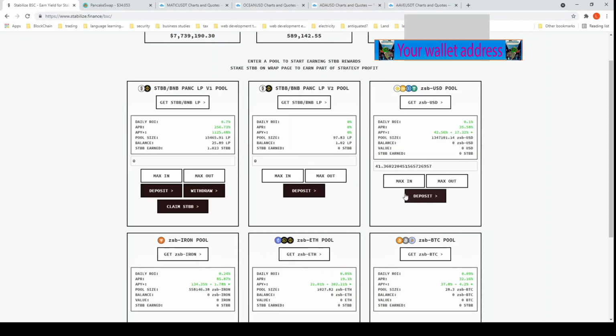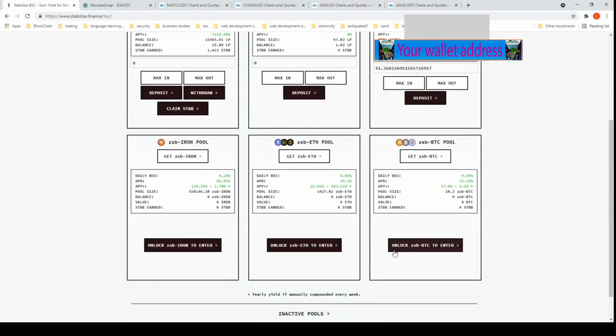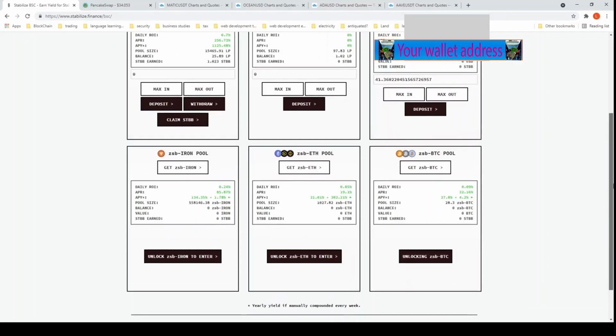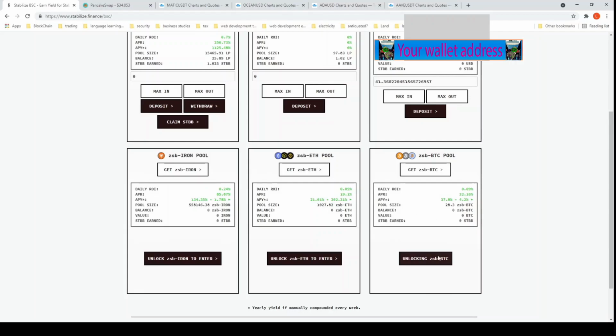Again, just like the prior page, there used to be an unlock button right here. I'll scroll down to show you why. Here are 3 that I have not interacted with. So I will have to click unlock to interact with those. So I'm going to click unlock on one of these and pay a small fee just to show what it takes. And just so you know what that fee is, it's 4.621 as far as the date, and that cost me 26 cents to unlock this ZSB BTC pool to interact with it.